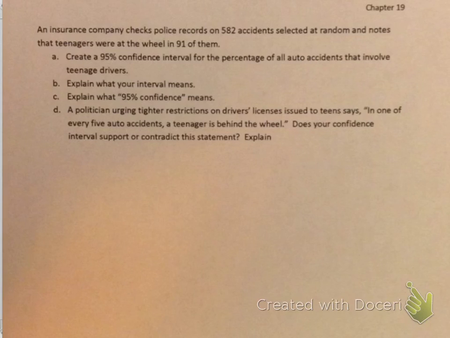And then here we've got our last one. So we're going to create a 90% confidence interval for the percentage of all auto accidents that involve teenage drivers. I'm going to explain what your interval means. Explaining what your interval means is the final statement when we do an interval. So I am 95% confident that the true proportion of blah, blah, blah, blah, blah. So that's B. C is going to be explaining the 95% confidence level. So that's what the previous one was. And then D, we're going to use our interval to help us answer the question. So I'm going to go ahead and pause now and do A and B. So this is just running an entire interval, doing the calculation yourself.